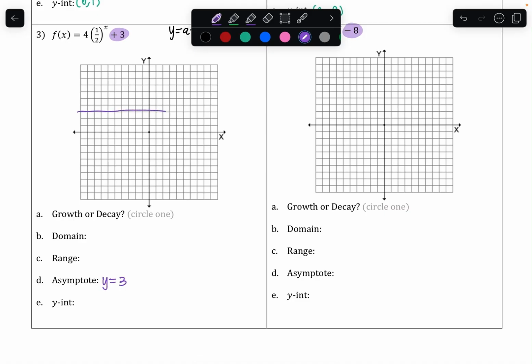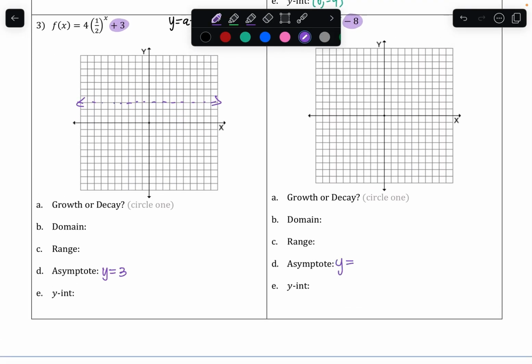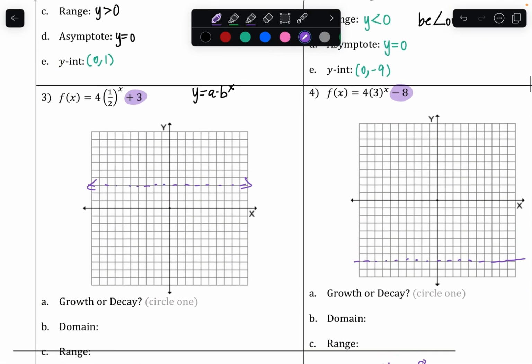And so you can graph an invisible line. Sometimes we use a dotted line to show that it's not actually showing up. It's just an invisible line we approach but never cross. And then in the example for number 4, it's y equals -8. So we can draw an invisible line at y equals -8, and we know that the graph is going to approach it. Okay, next, to find the y-intercept, you're starting with your y-intercept at 4, but you also have to add 3.